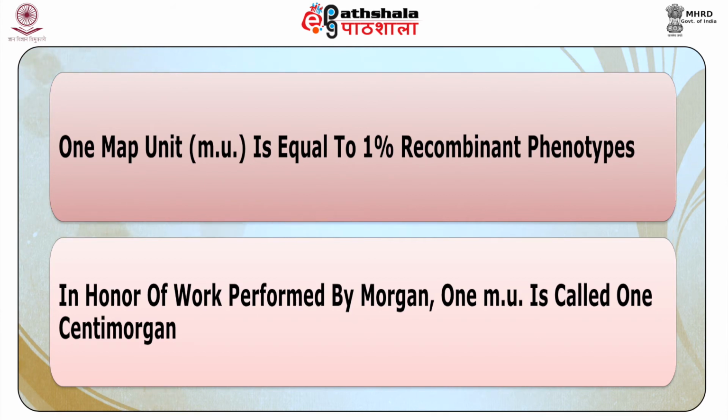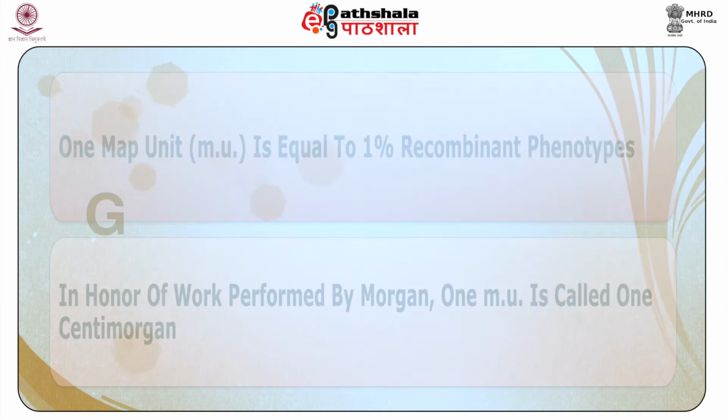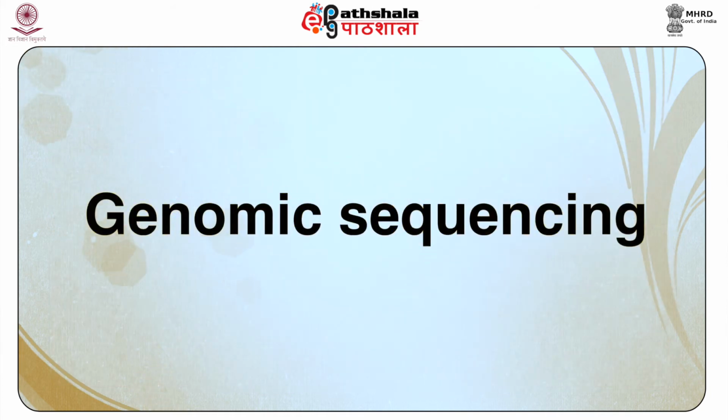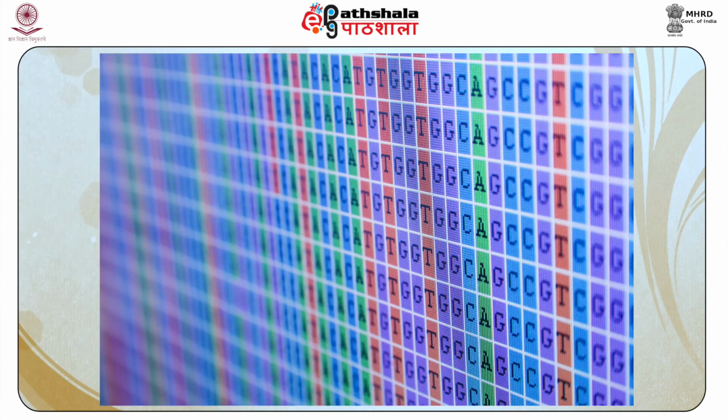In honor of the work performed by Morgan, 1 MU is also called 1 centimorgan. Now, let us learn about genomic sequencing. Whole genomic sequencing, also known as full genomic sequencing, complete genome sequencing, or entire genome sequencing, is a laboratory process that determines the complete DNA sequence of an organism's genome at a single time.